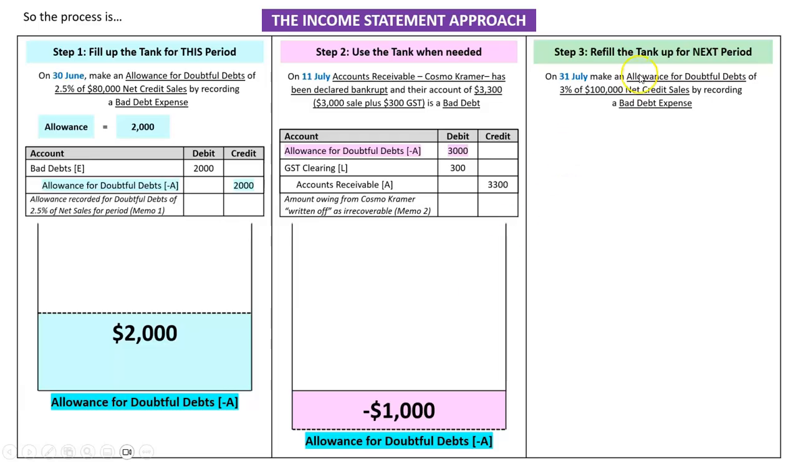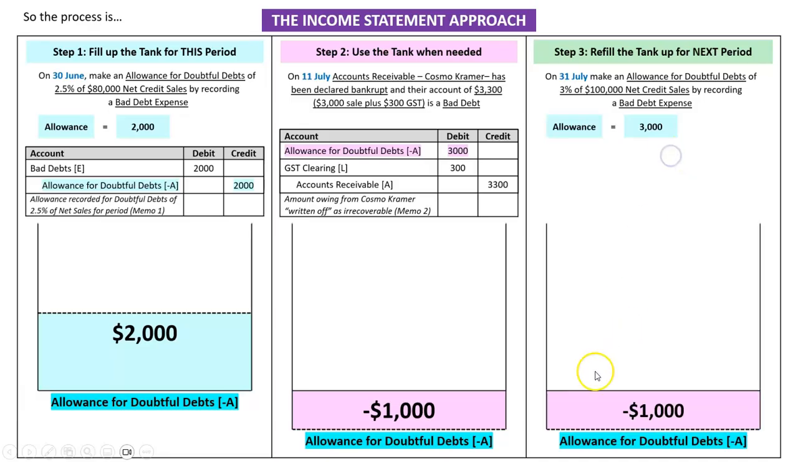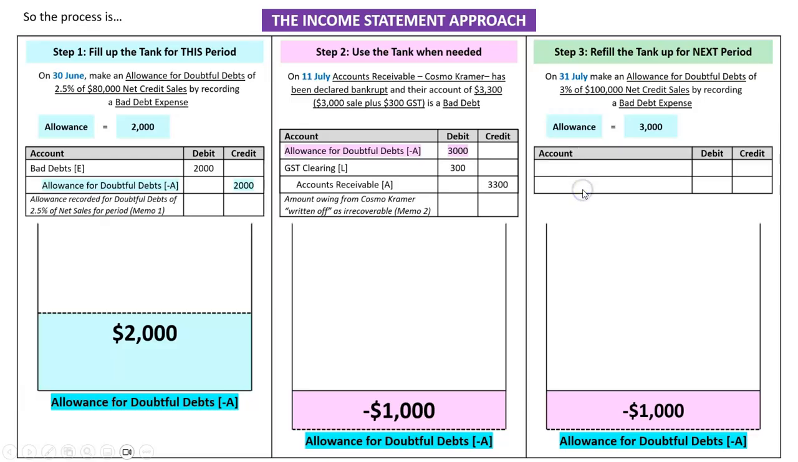Step 3, we refill the tank up for the next period. So at the end of July, we're going to make an allowance for doubtful debts. So it was 2.5% here, but clearly that wasn't enough because it went into negative, so we're going to bump it up to 3,000 here. So we're going to say the allowance is now 3% of $100,000 of net credit sales. So we're going to do the exact same debits and credits as we did here. We're just filling the tank back up. And the allowance this time would be 100,000 times 3% is 3,000. So we need to get this tank from negative 1,000 to 3,000. So our debits and credits will be the same.